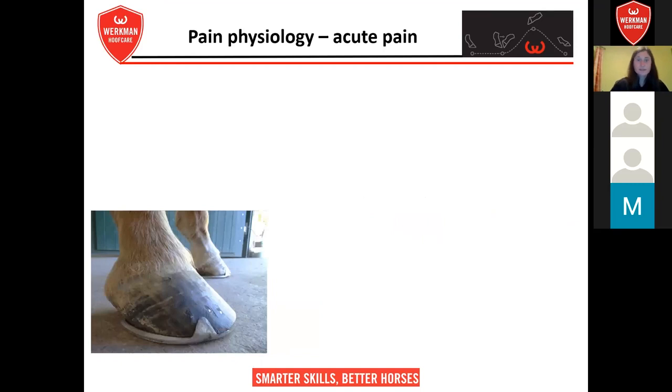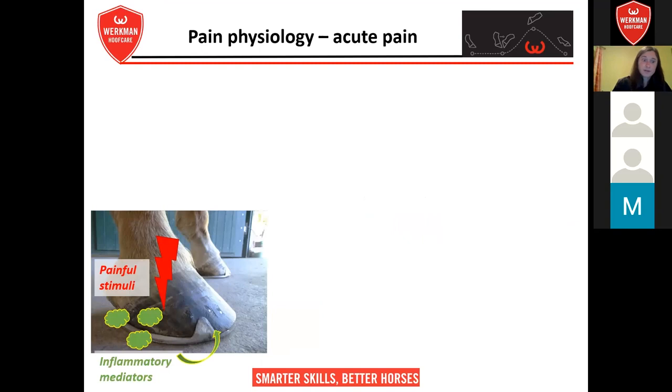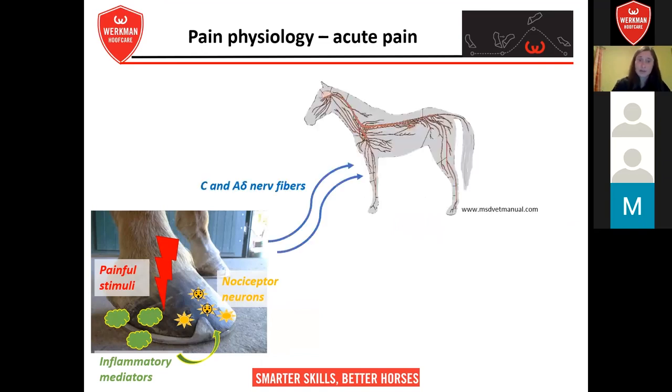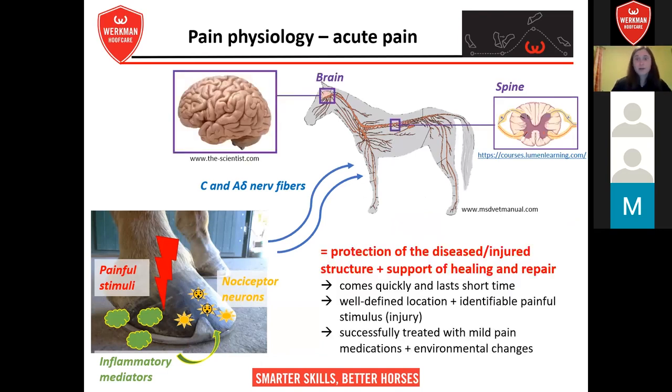And this is just because if you have pain, the body tries to protect the affected structure. You have the painful stimulus. This activates, by inflammatory mediators, some nociceptors, some little receptors giving feedback to the nervous system that there is pain, so there is tissue damage, and the limb, for example, needs to be protected. And in the brain and the spine, you have the feedback, and then you have a specific reaction to release or to protect the diseased structure and to support healing.